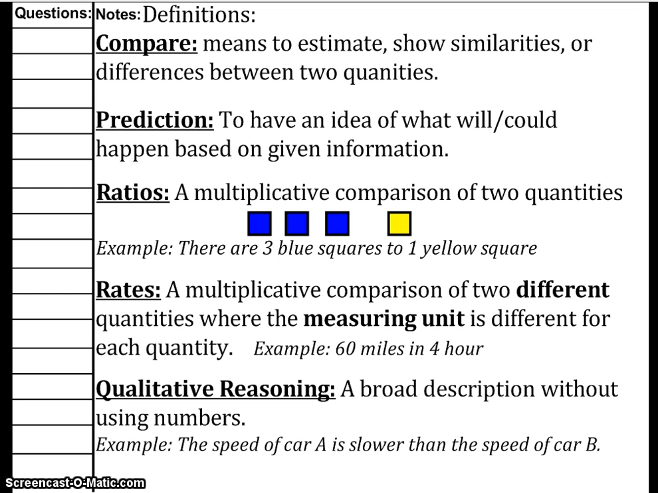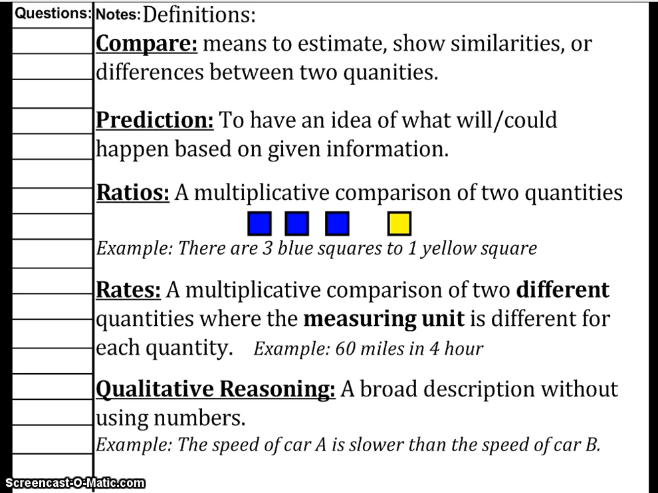Then we have rate. Rate is also a ratio, but it compares two different quantities where the measuring unit is different for each quantity. So for example, when we're talking about rates, you're usually talking about, for example, 60 miles in 4 hours, 3 cakes in 1 minute, anything that's compared to a unit of measurement.